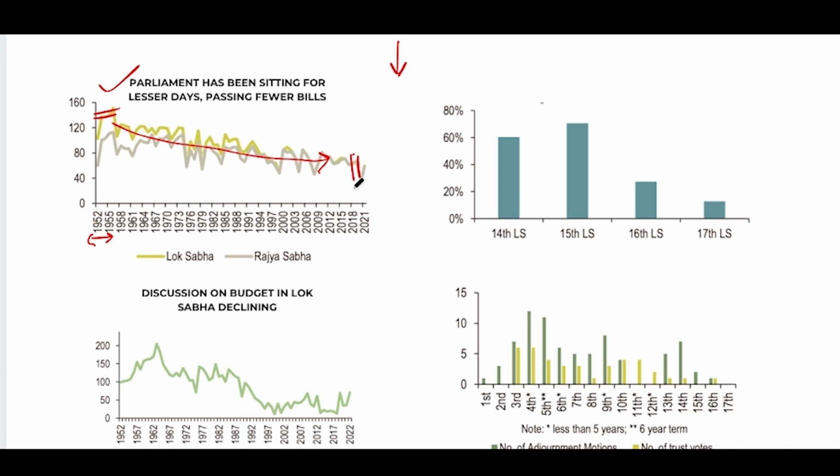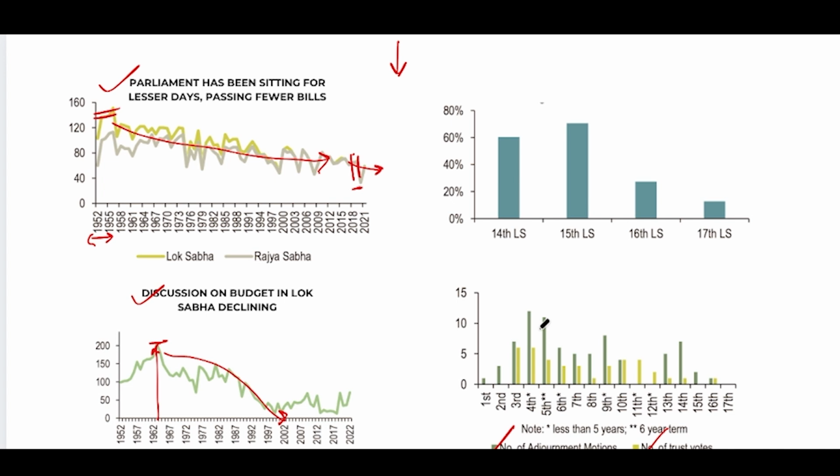Now, barring the exception of COVID, you can see that the trend is still declining. When it comes to the discussion on budget, which is another marker for productivity, you can see how after the peak that was achieved in 1962, it has become dismally low. As far as the number of adjournment motions, the motions which disrupt and force the government to consider the matter raised by the parliamentarians, or no confidence motions, you can see there is a declining trend as well.